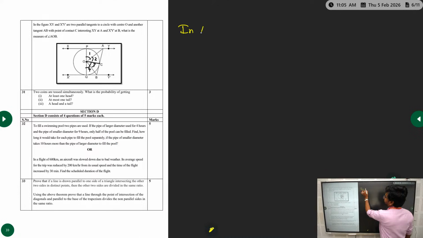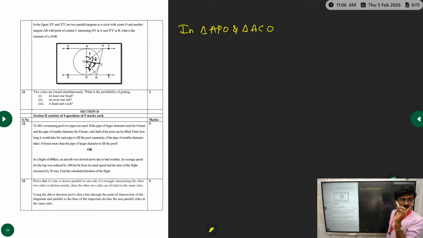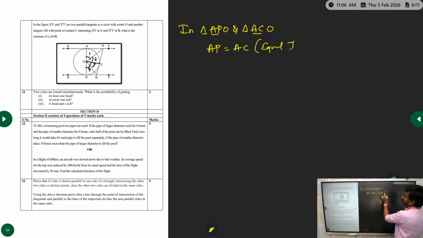in triangle APO and triangle ACO. Now there is one hint here. As per the triangle only, you check. What is AP and AC? Tangents. Why is it a tangent? For this circle, A is an external point. When I draw lines from an external point to the circle, those become tangents. And what tangents? Equal tangents. So AP is equal to AC, equal tangents.